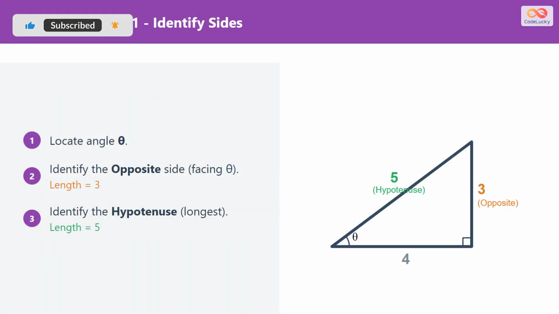Let's try an example. Here we have a triangle with sides 3, 4, and 5. First, locate our angle theta at the bottom left. Across from it, the opposite side has a length of 3. The longest side, the hypotenuse, has a length of 5.